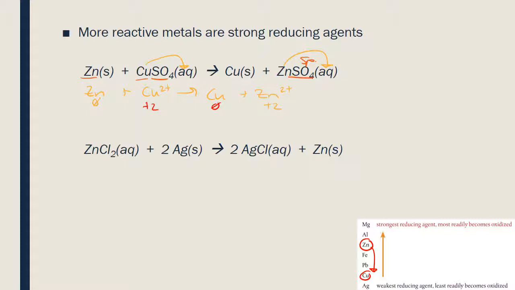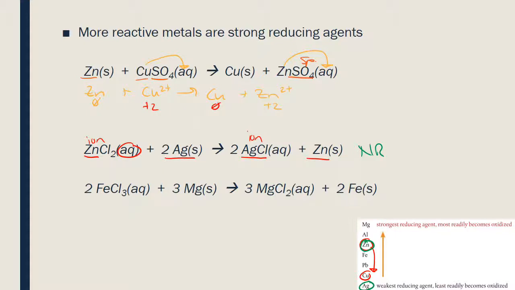Okay, so here we have zinc. It's already aqueous, so this is our ion. It's reacting with silver, which is a solid. We want to know, will silver become the ion, and will zinc become reduced? Let's see where they are on the table. Here's zinc, here's silver. Silver does not have the capability to reduce zinc because zinc is higher up on the chart. Therefore, no reaction is going to take place.